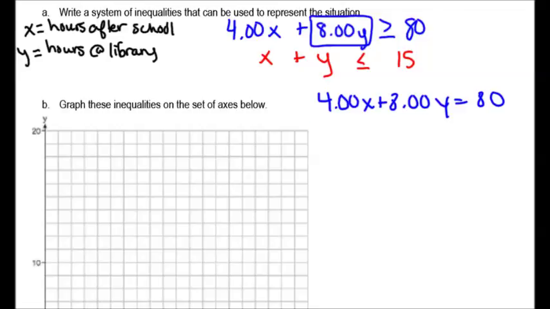Do it. All right, so I'm going to subtract.